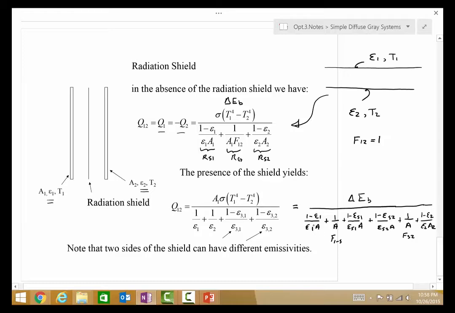Areas are put up in the denominator. So this is 1 over epsilon 1 minus 1 plus 1, 1 minus epsilon 2 over epsilon 2, which is 1 over epsilon 2 minus 1 plus 1. And so what you see is that we just get 1 over epsilon 1 plus 1 over epsilon 2, and then the shield properties here. And so this is, again, a very straightforward calculation. It's important for you to understand how this was developed, so that you can apply it in both quizzes and in exams.